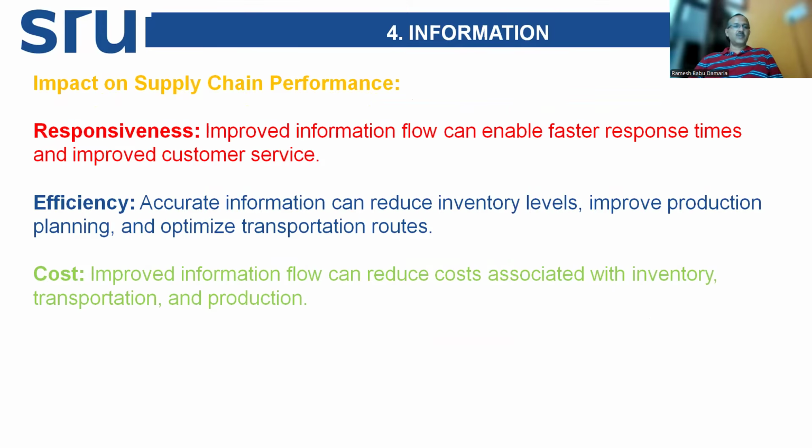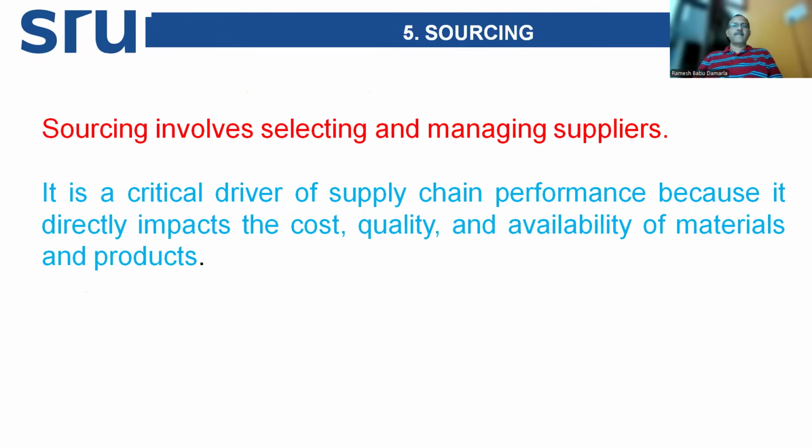How does it impact responsiveness, efficiency, and cost? Improved information flow can enable faster response times and improved customer service. So this information flow definitely helps. Accurate information can reduce inventory levels, improve production planning, and optimize transportation routes. In respect of cost, improved information flow can reduce the cost associated with inventory, transportation, and production.